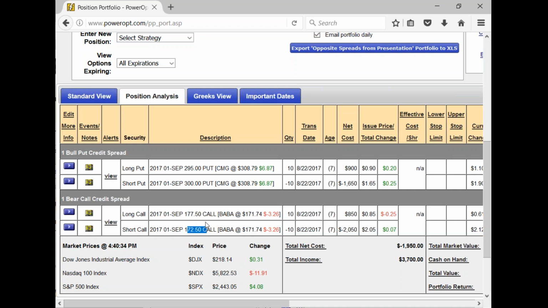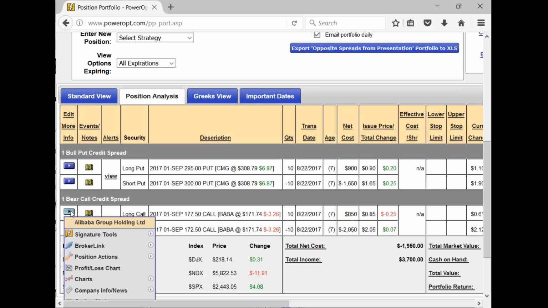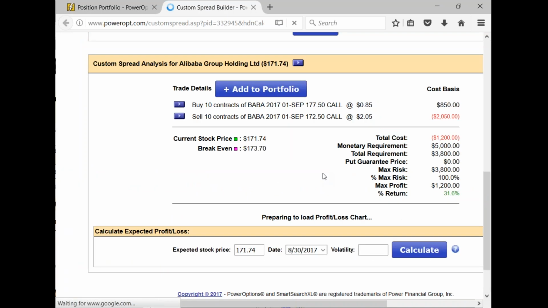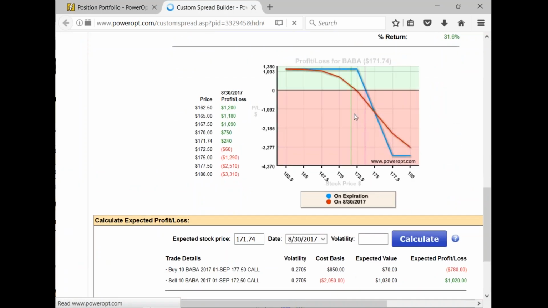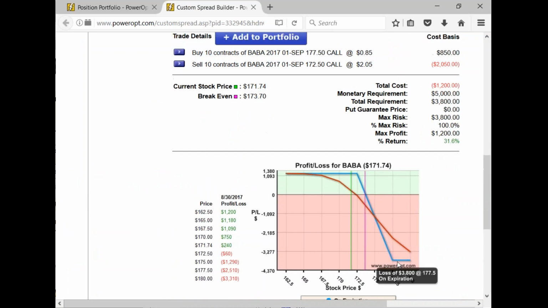But this is the one we did when the stock was at 175, and we showed rolling the 177.50 long call down to the 167.50. Okay, I'll show it anyway, but I doubt it's going to be necessary to do, because this one's still out of the money. So here's a bear call. Now yesterday it was between the strike prices, so what did we do? We sold to close the 177.50, bought to open the 167.50, and paid a debit. Well, it's $1,200 for 10 contracts.